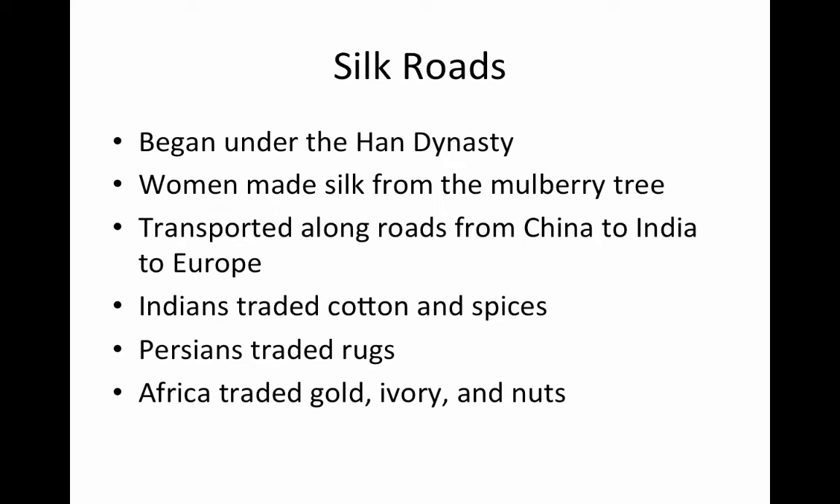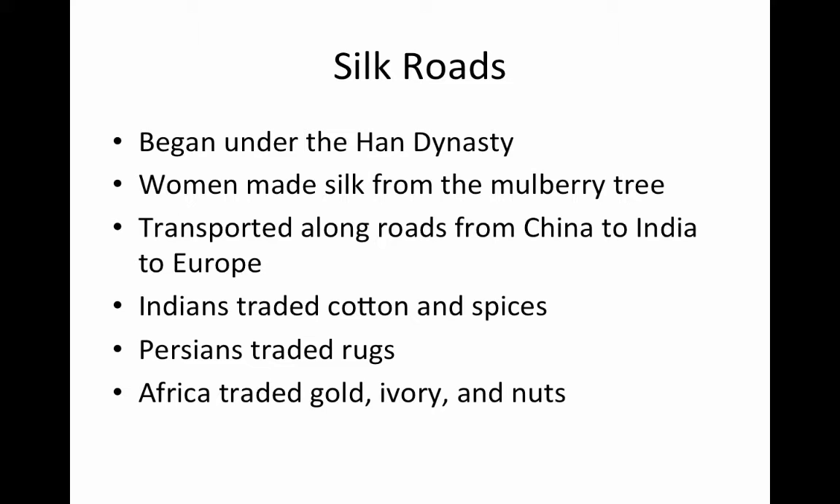The Silk Roads. There really wasn't a Silk Road, there were rather Silk Roads, and they began under the Han Dynasty. They began because the Chinese were able to sell silk, which came from the mulberry tree. Women would make silk from this mulberry tree, and this became a niche item for China. And it wasn't a brief snapshot in time that this was the case. China would sell silk to the rest of the world for centuries.